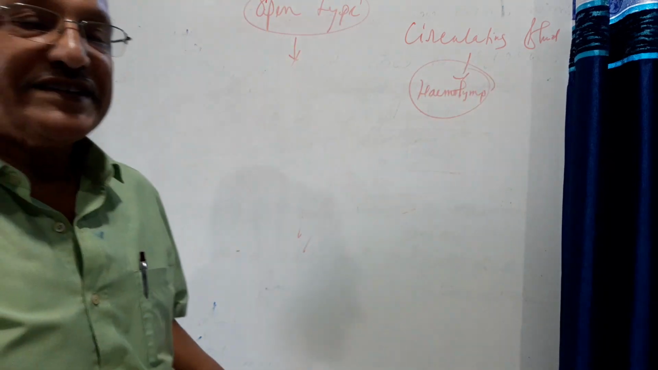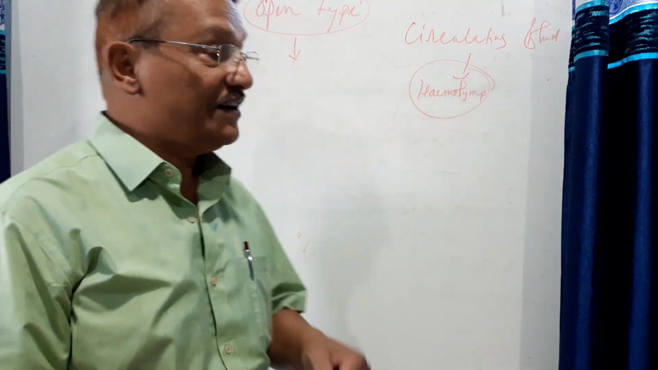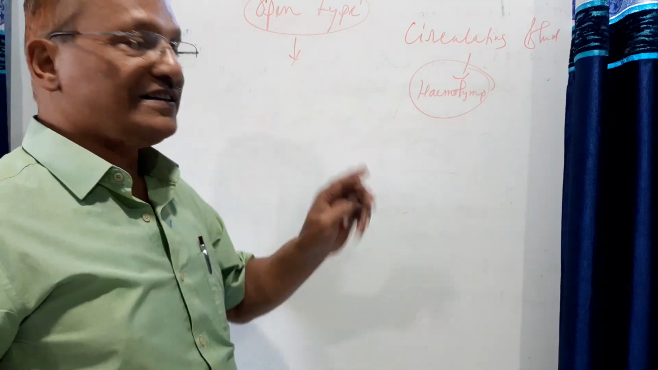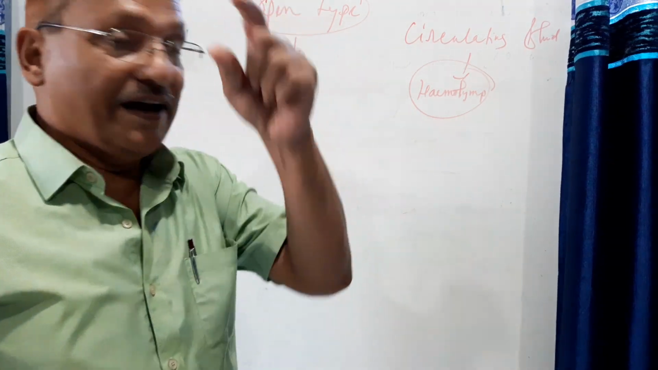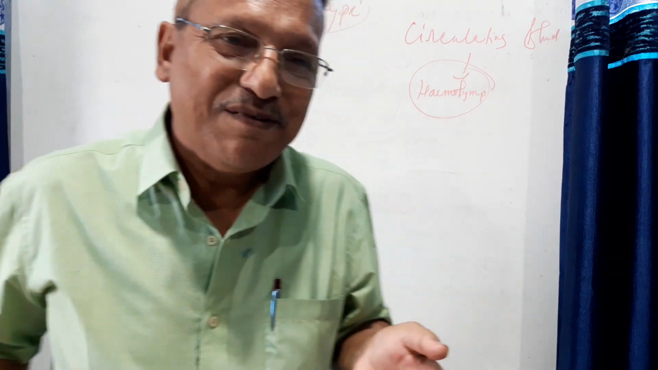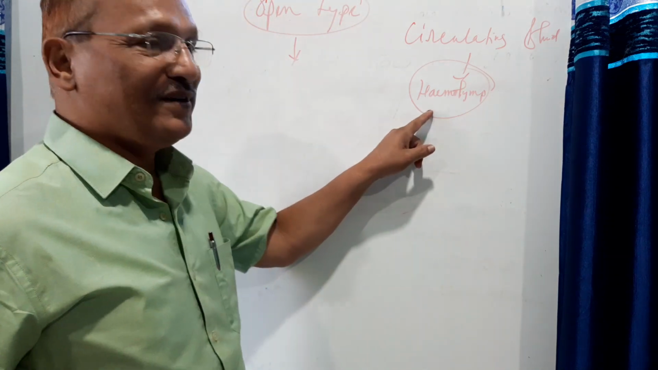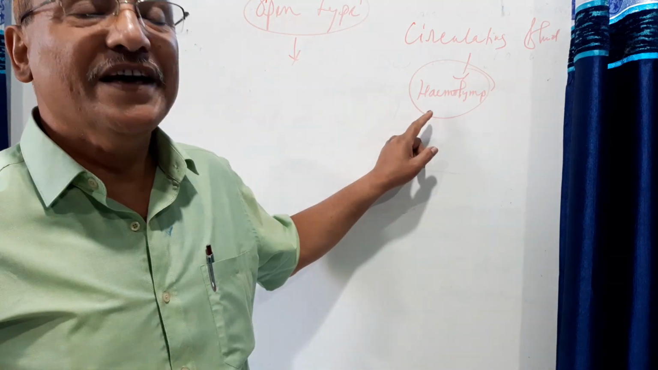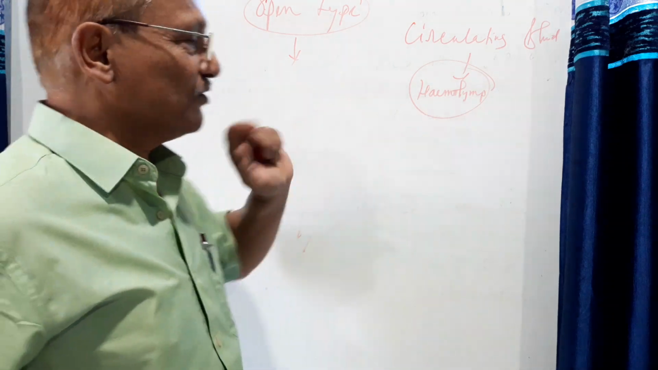In case of higher animals, the circulating fluid is blood, but in case of insects it is called hemolymph. There is a difference between blood and hemolymph, which I will discuss later on. Hemolymph is also the circulating fluid in insects and some other arthropods.